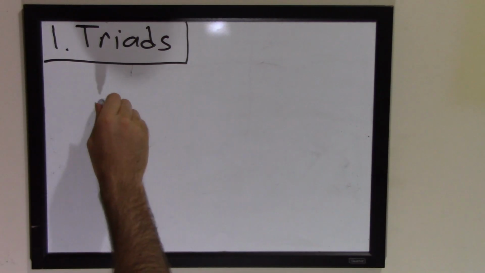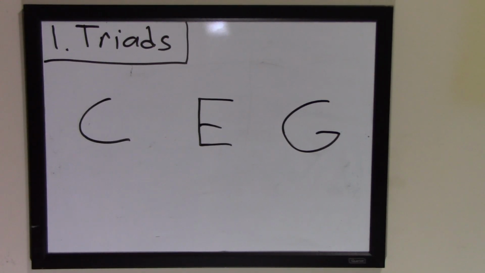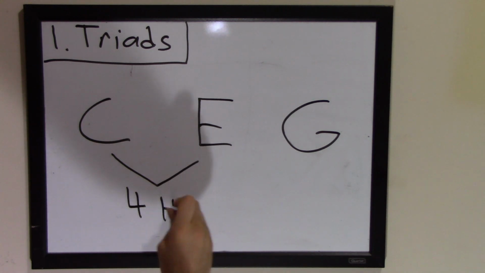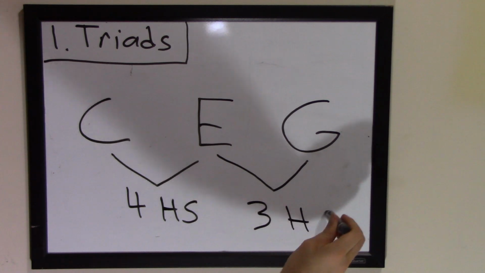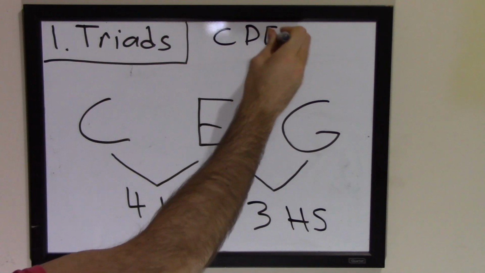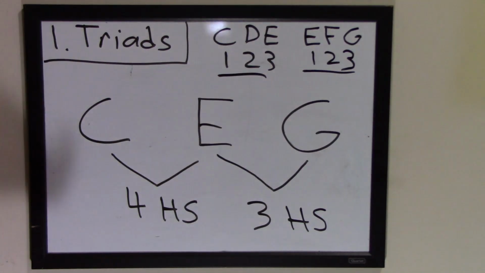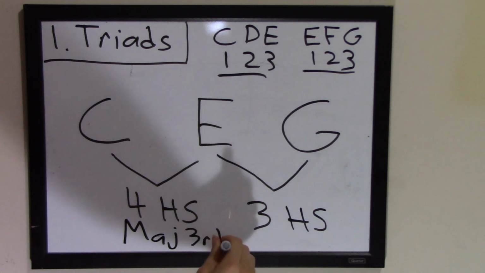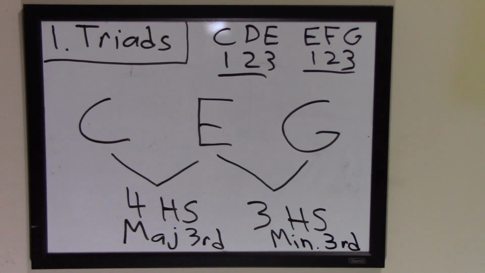So let's take a look at the example that I just gave you. We had C and E and G. The distance from C to E is 4 half steps. The distance from E to G is 3 half steps. They are both kinds of thirds because C, D, E, 1, 2, 3, that's a third. E, F, G, 1, 2, 3, that's a third. But one is 4 half steps and one is 3 half steps. So the one that is 4 half steps is a major third, and the one that is 3 half steps is a minor third. And if you watched the interval lesson, then you would know that very well.